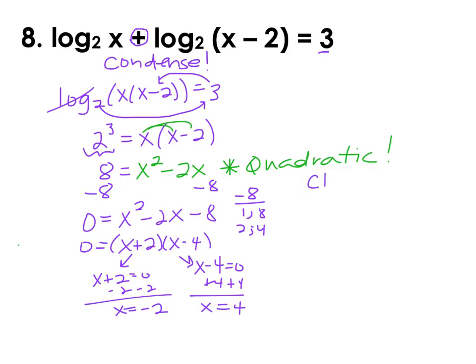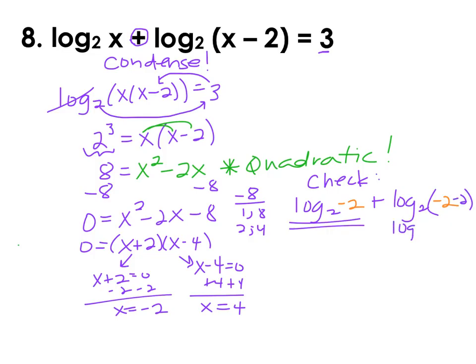So let's check negative 2 first. And already watch what happens. If we plug in log base 2, but we substitute in negative 2, right away that's not possible. Even if we plug it in for the other one, notice we'll have negative 2 minus 2, and that would be log base 2 of negative 4. We can't take the logarithm of a negative number. So because that's not possible, x equals negative 2 is extraneous. It solved our quadratic, but when we plug it back in, it doesn't solve our equation.